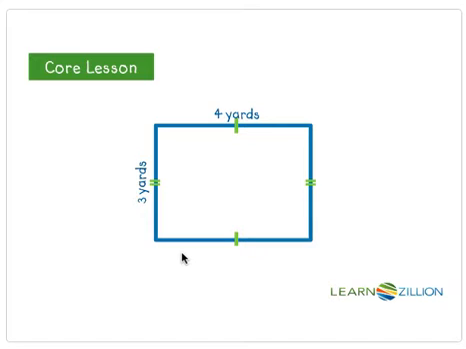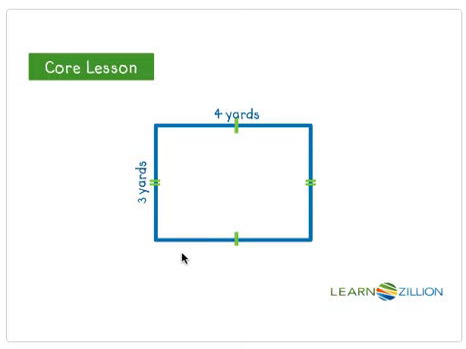Here is a rectangle. The length is 4 yards and the width is 3 yards. To find the perimeter of this rectangle, we need to figure out the distance around the outside of the rectangle. We can do this by placing unit squares around the edge of the rectangle. Remember though, we need to find the distance around the rectangle, so we only need to count the outside edges.